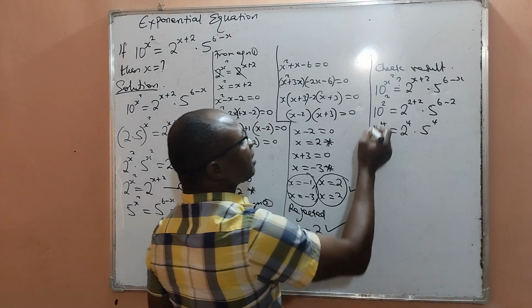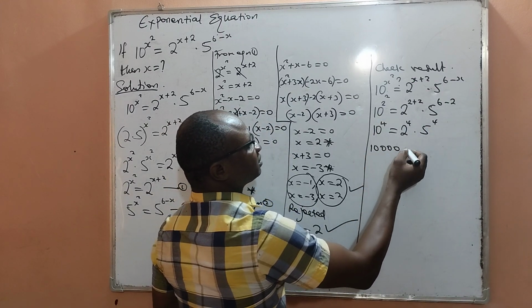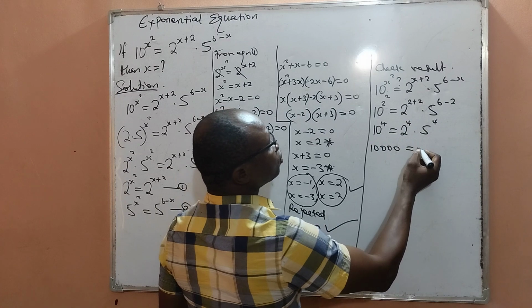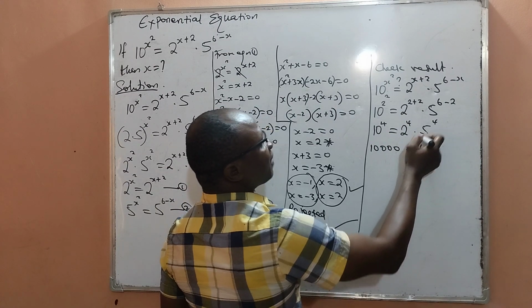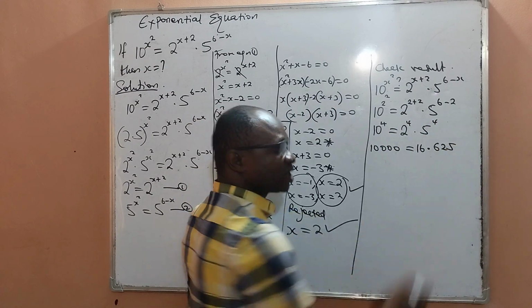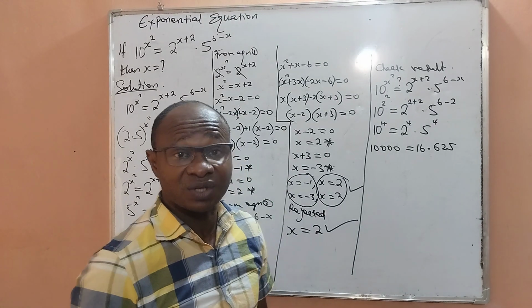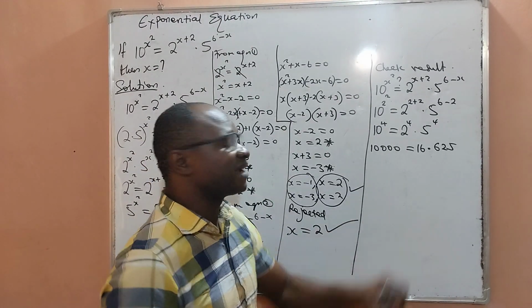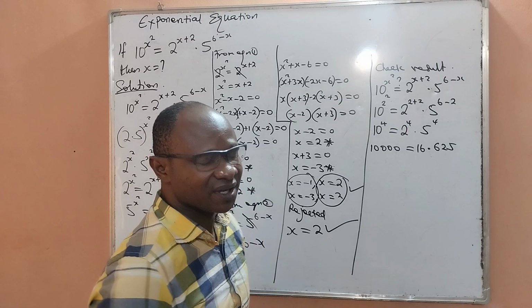But 10 raised to the power 4 is 10,000. And also 2 raised to the power 4 is 16. And 5 raised to the power 4 is 625. We now multiply 625 by 16 to see if the right hand side is equal to the left hand side.